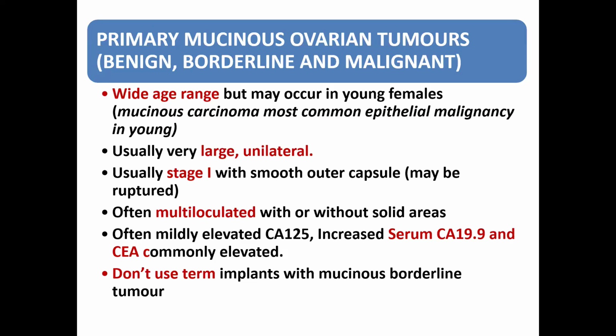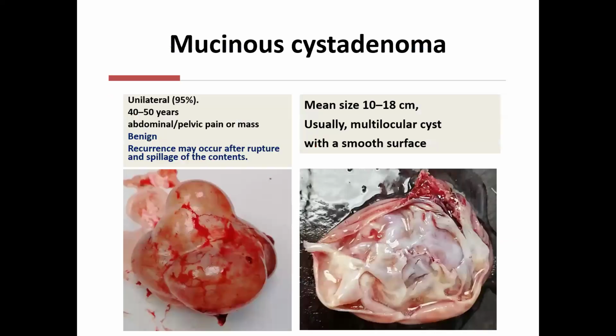We never use the term implant with mucinous borderline tumor. The mucinous borderline tumor doesn't have implants. Implant is for serous tumors and seromucinous tumors only. So here is the mucinous cystadenoma. It's a cyst with a smooth outer surface and inner surface, and multilocular. This is usually unilateral and large, and this is benign but may recur after rupture or spillage.